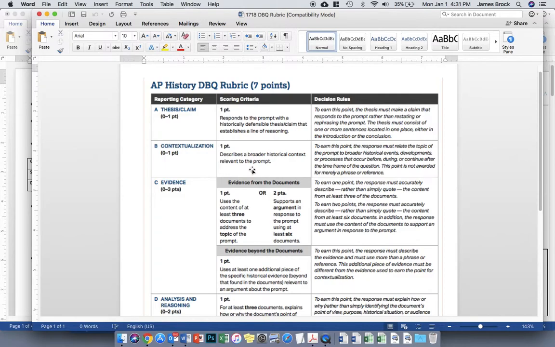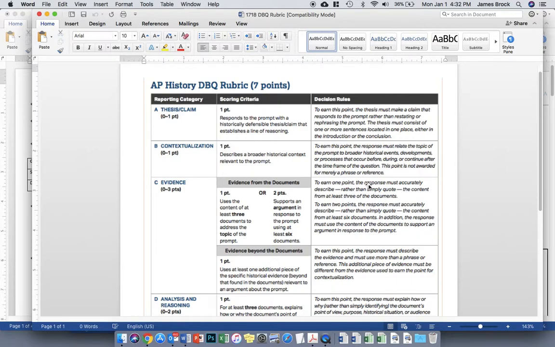And so for how we decide if you get that point or not, it says that it has to be related to the topic, the historical events and developments that processes occur before, during, or continue after the question. The point is not awarded for merely a phrase or a reference. Basically, what they say is it needs to be at the beginning of the essay, and it needs to kind of set the stage. Okay?